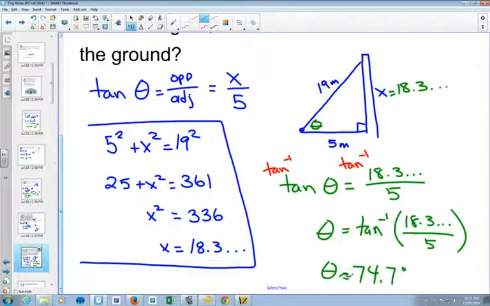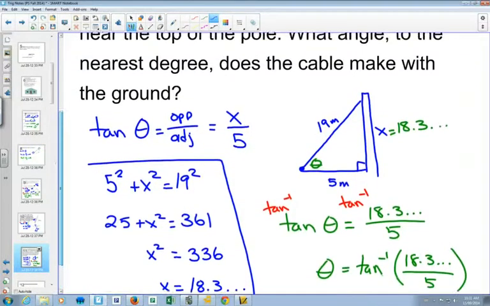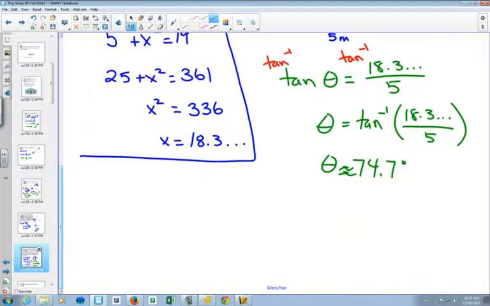How does it want us to round? Did the question say? Nearest degree. So I did nearest tenth of a degree. So to the nearest degree, we would have 75 degrees.